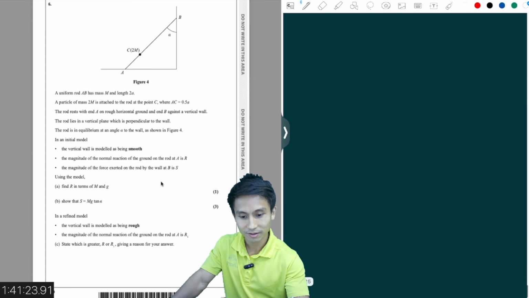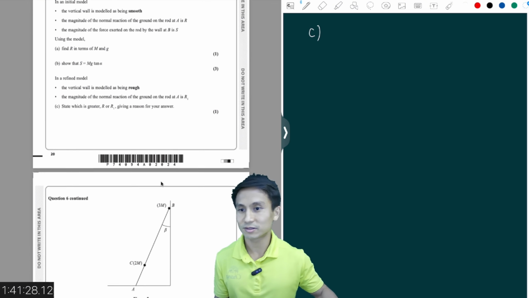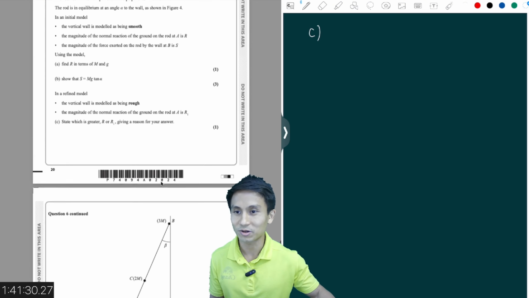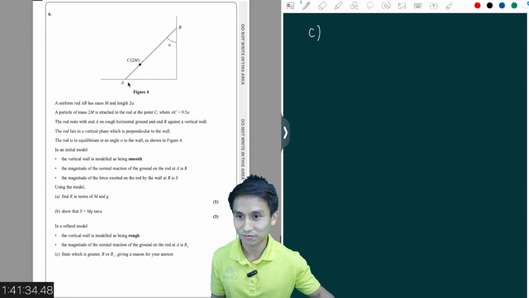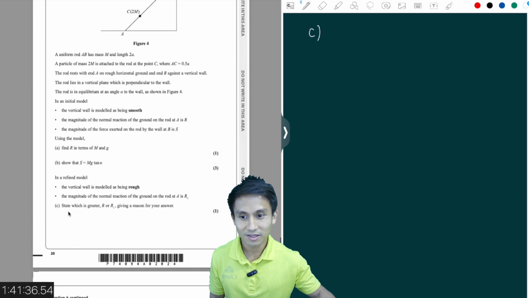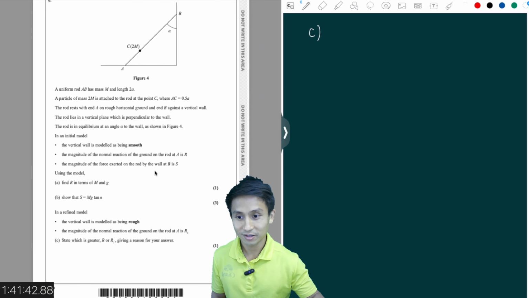Part C. In the refined model, we have a lot more down here. The vertical wall is modeled as being rough. The magnitude of the normal reaction on the ground is R1.